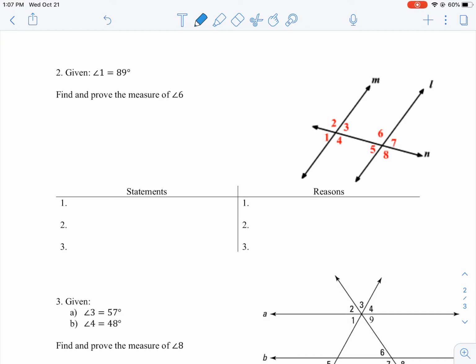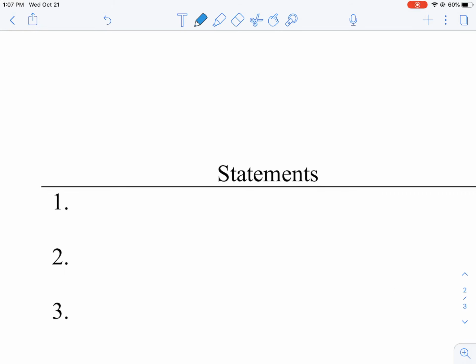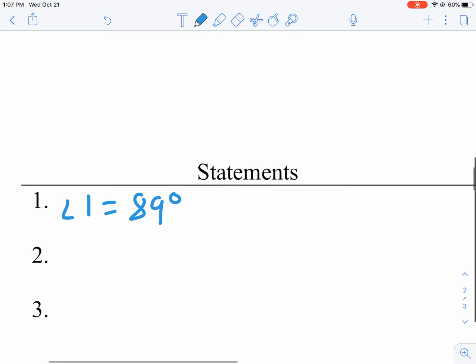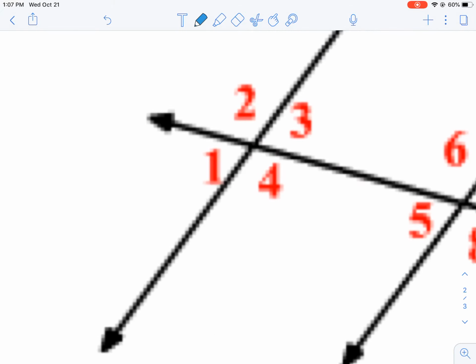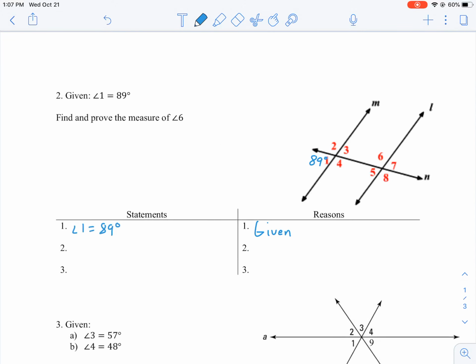Next problem. So we're going to do a couple of these, all right, just showing you some different ways that it could look. For this one, we're given that angle 1 equals 89 degrees. That's our given. So I'm going to write that in. We've got 89 degrees. And what does it want me to prove? It wants me to find and prove angle 6. Okay, find and prove angle 6.